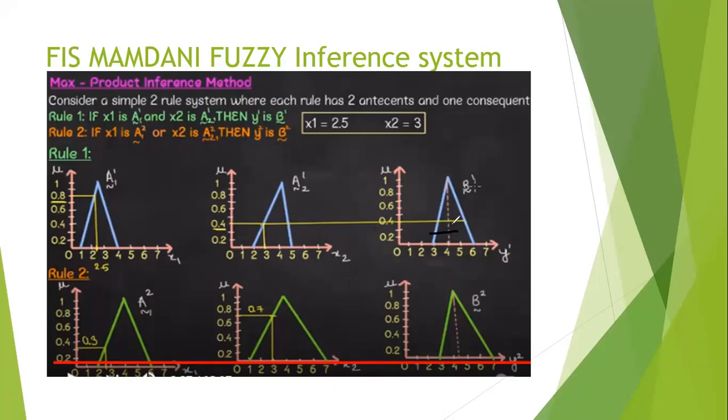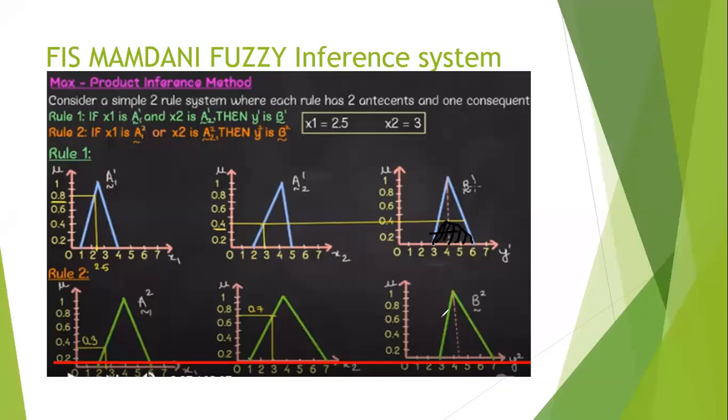Okay, resulting in AND operator, you are considering minimum of the two membership functions. So here you need to go for scaling down of your triangle. This shaded part, scale down of your membership function is considered. Only this part of the triangle is your resultant output in the max product inference method.